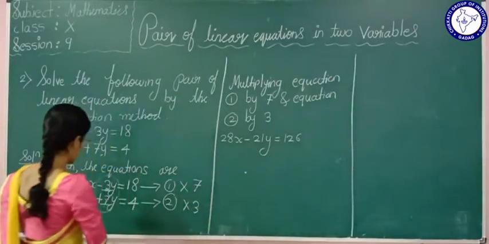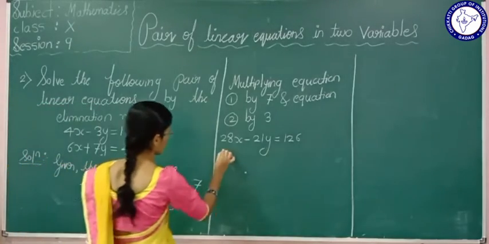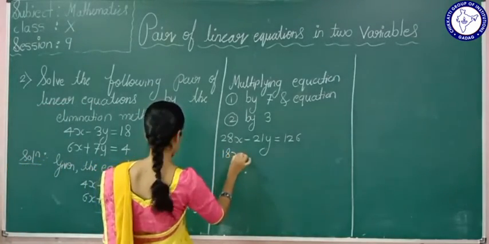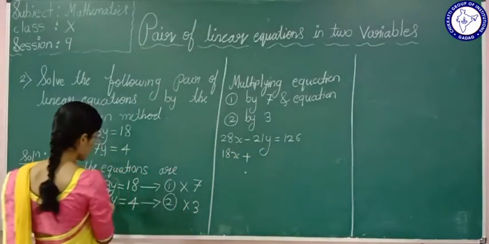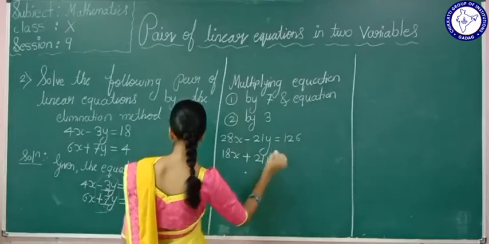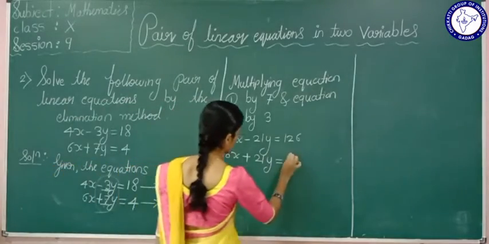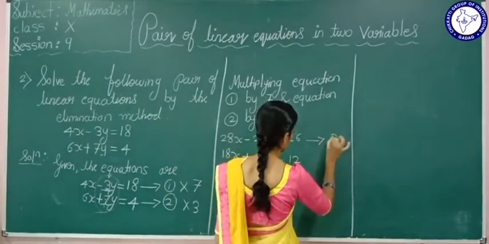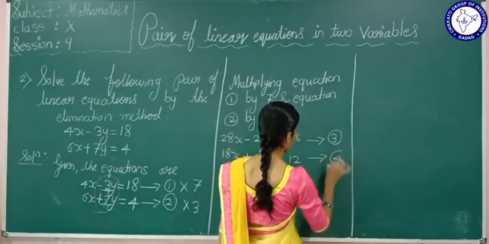Now see here, 6 3s are 18x plus 7 3s are 21y is equal to 4 3s are 12. This is equation number 3, and this is equation number 4.